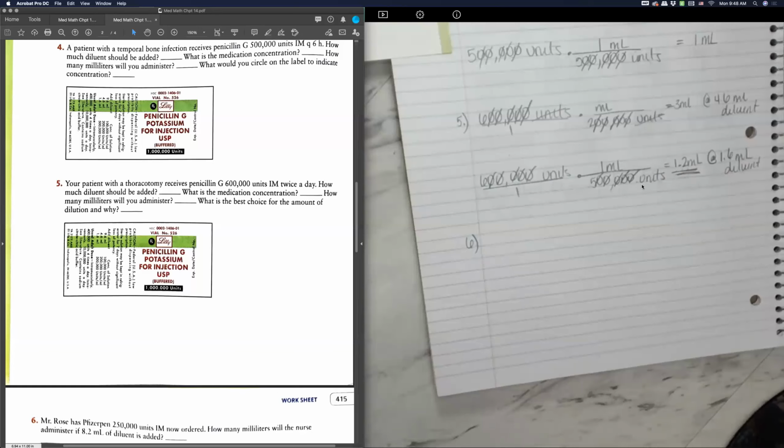And what is the best choice for the amount of dilution and why? The best choice is the 1.6 milliliters diluent, because we would administer a smaller volume of medication to the patient. Does that make sense, dear?